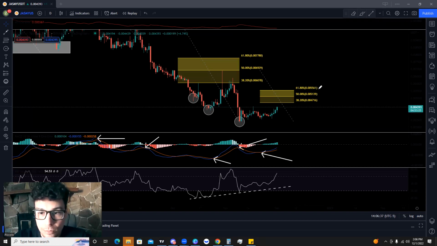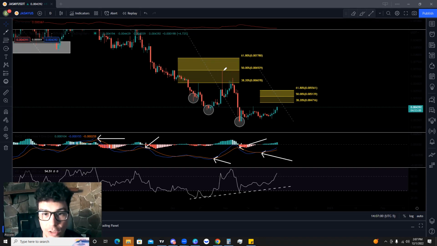So right now, these are the three main resistance levels that we're going to be watching: 0.0047, 0.0051, and 0.0055. The reason these three are most important is because they are our fib retracement levels, using this tool over here. The three main ones you want to look at are the 61.8, the 50%, and the 38.2.